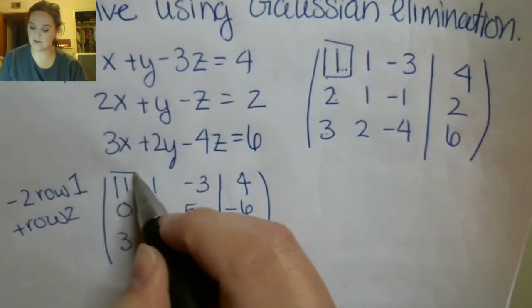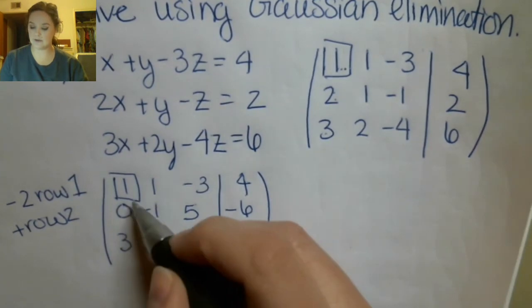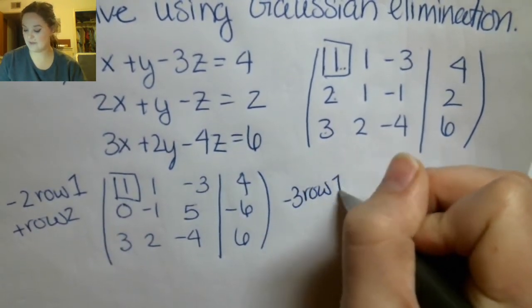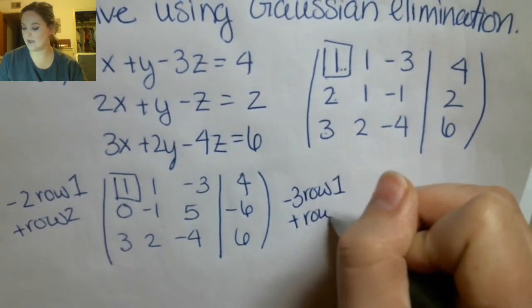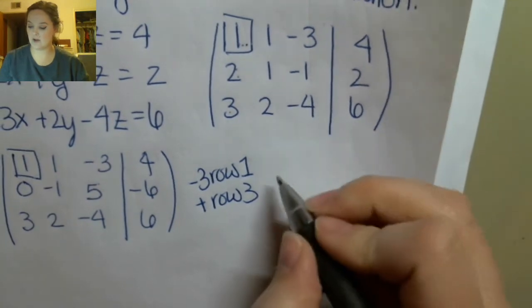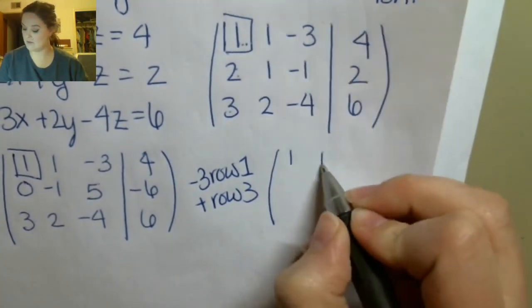Okay, so I'm still focused on this position, and I'm going to use it to eliminate the 3. So I'll do -3 times row 1, and I'm going to add it to row 3. Okay, so I'm just going to copy my first and second row.